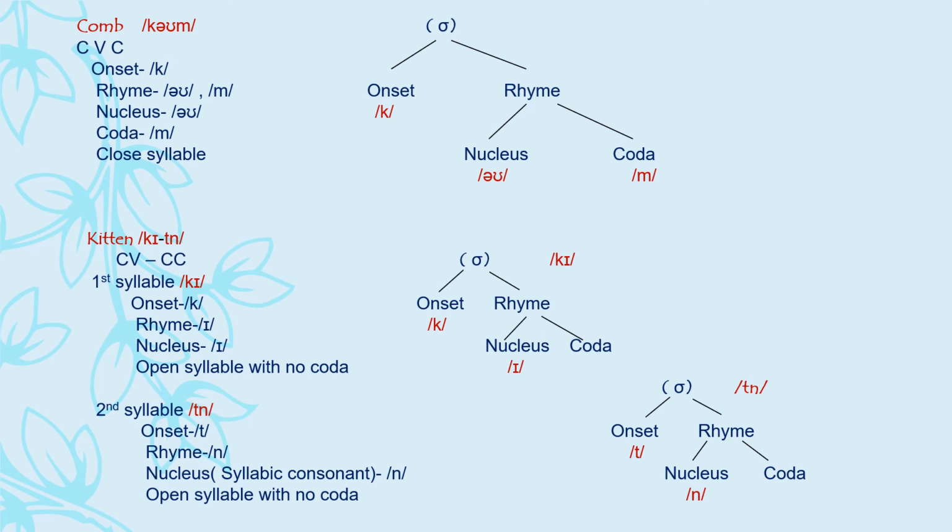In the next example, kitten, I've put a dash to show that in this word we have two syllables. So for a two-syllabic word we will have two different structures, one for each syllable. For the first syllable we have k and i sound, so that is a C and V. In the onset position we have the k sound, and in the rhyme we break it into nucleus and coda. In the nucleus we write the i sound, but in the coda section, because this vowel is not followed by a consonant in this syllable, the coda position will be left empty. That's why this will be called an open syllable, because the nucleus is not followed by a coda.